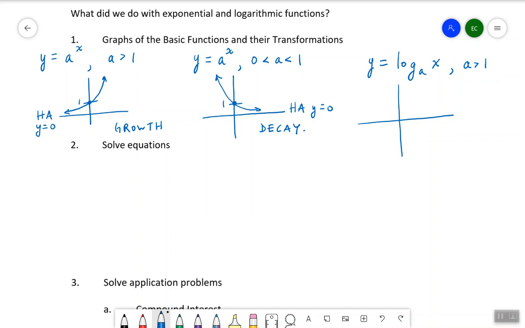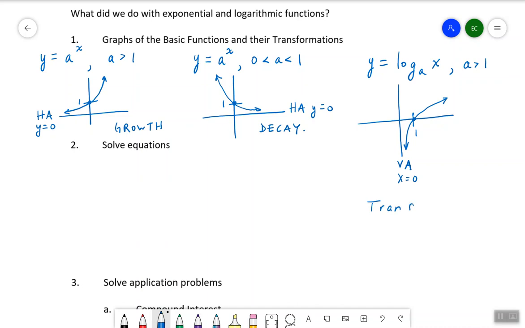And graphically speaking, what does the inverse look like? It looks like a reflection over the line y equals x. So we get to this picture right here with a vertical asymptote at x equals 0. Okay, and then we could talk about transformations for just a minute.